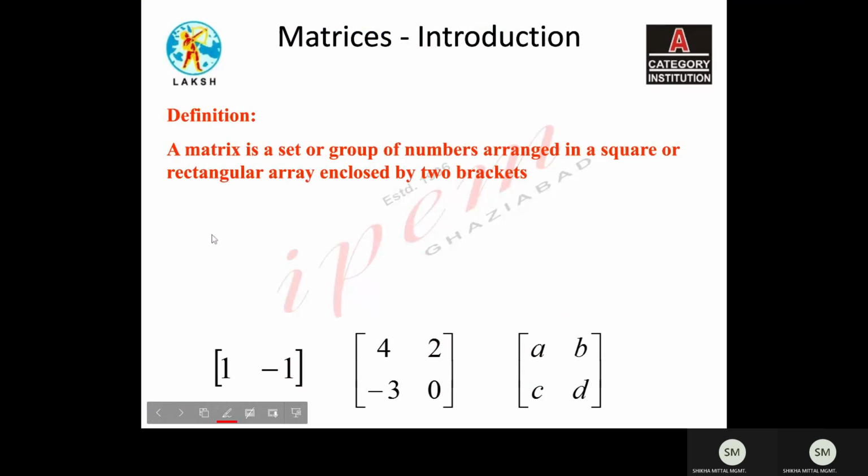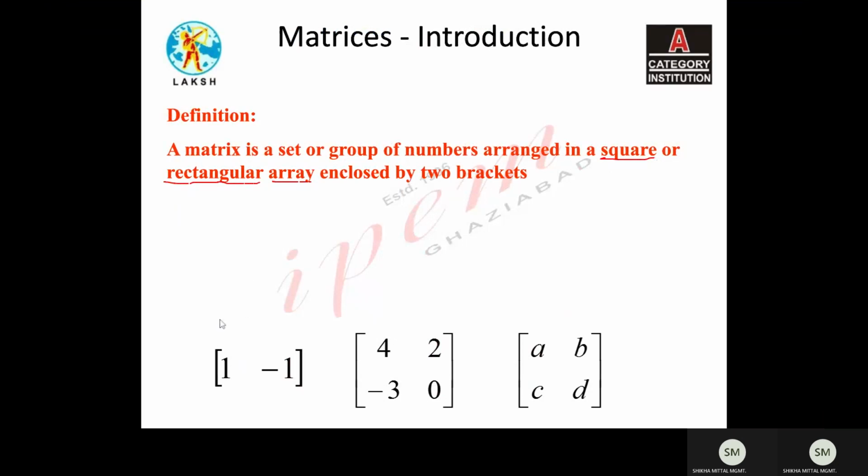So basically, a matrix is a set or group of numbers arranged in a square or rectangular array. Square, that is, if the number of rows is equal to the number of columns, and rectangular is if the number of rows is not equal to the number of columns. And array is the arrangement enclosed by two brackets.